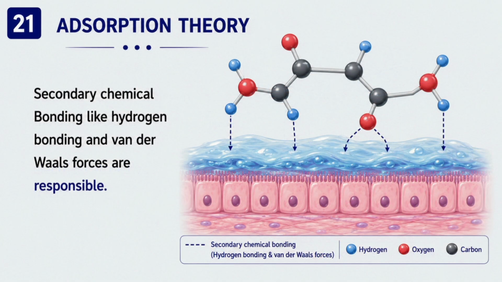And next is the adsorption theory. Adsorption theory says that after initial contact, secondary chemical interactions can develop between the adhesive polymer and the mucin here. Hydrogen bonding and van der Waals forces are examples here. Imagine Velcro. One hook alone may not hold strongly, but many small contact points together produce attachment here. In a similar conceptual way, numerous secondary interactions contribute to the mucoadhesion here. So the keyword is secondary bonding forces.